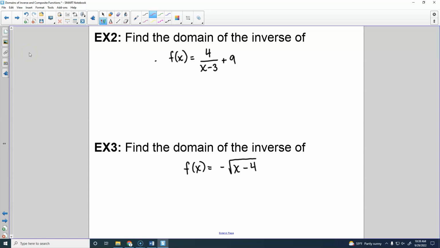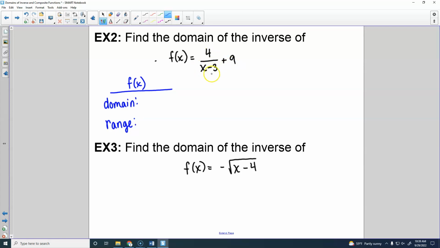All right, here's our next one. We've got 4 over x minus 4 plus 9. So just like we did on the last one, let's think about what f of x is like. Right, so for domain and range. And as you can see here, we're doing these without a graph, so you'll be expected to be able to tell these without graphing them.